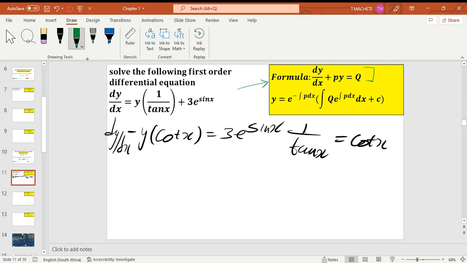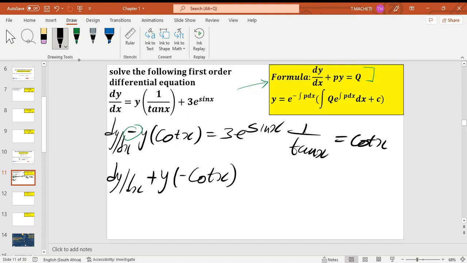As you can see, here you've got negative, but the formula tells you that you must have a positive there. So you're going to say dy over dx plus y open bracket minus cot x. So you must make it similar to that. You've got 3e sine x. So here is your p, then there is your y, and then obviously this one will be your q.